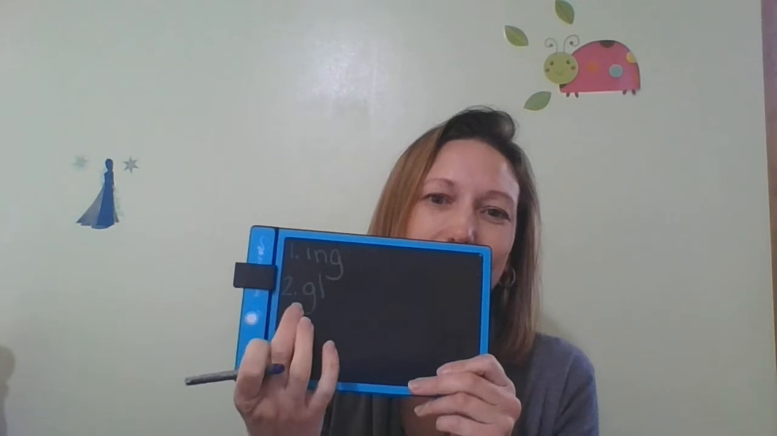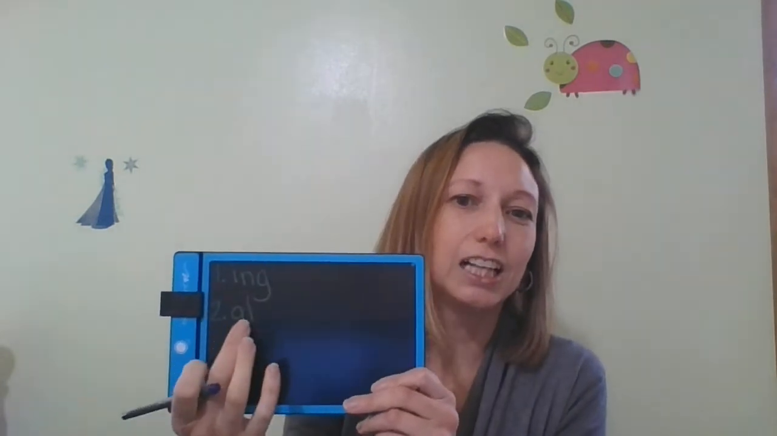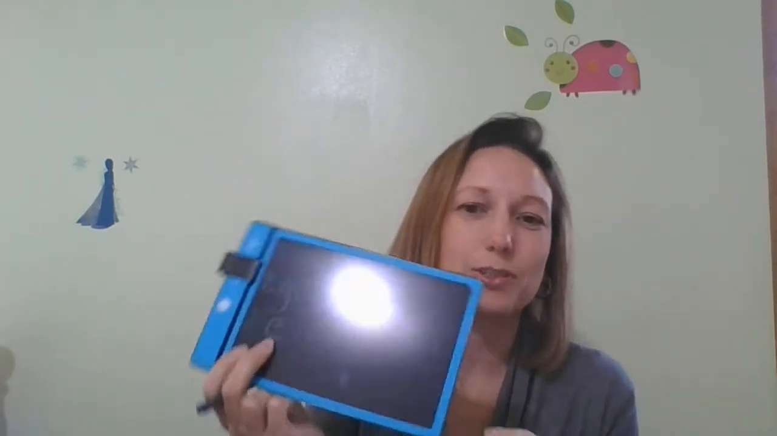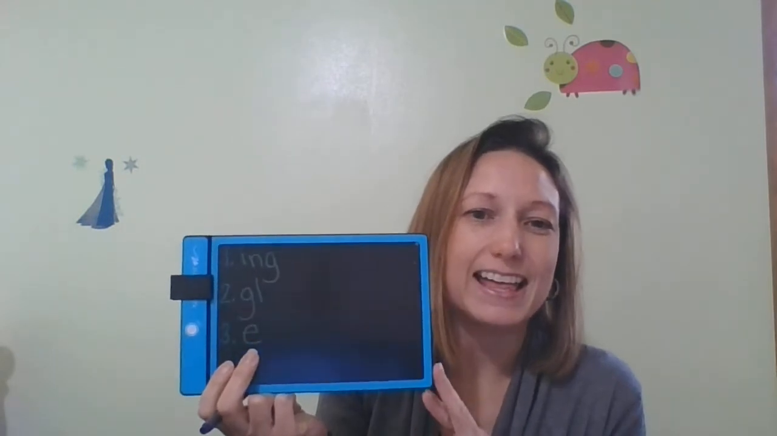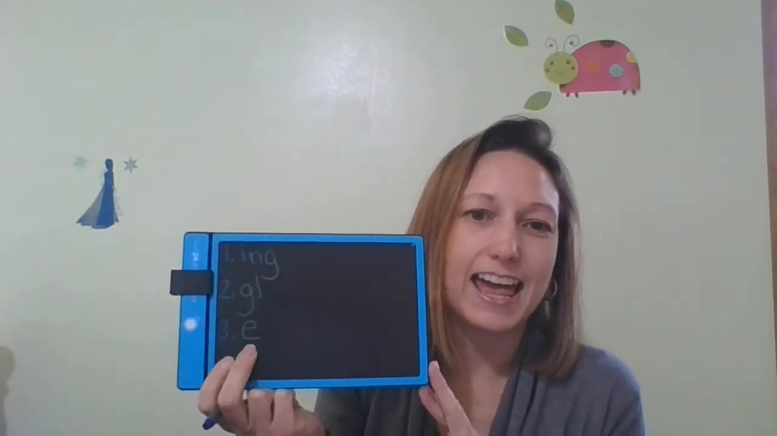Number 2, the blend at the beginning of glass. You just have to write the blend at the beginning of glass. And what did you write? G-L, G-L. Number 3, one way to write eh. What letter says eh? If you need to, stretch it into our anchor word, Eddie. E, Eddie, eh.